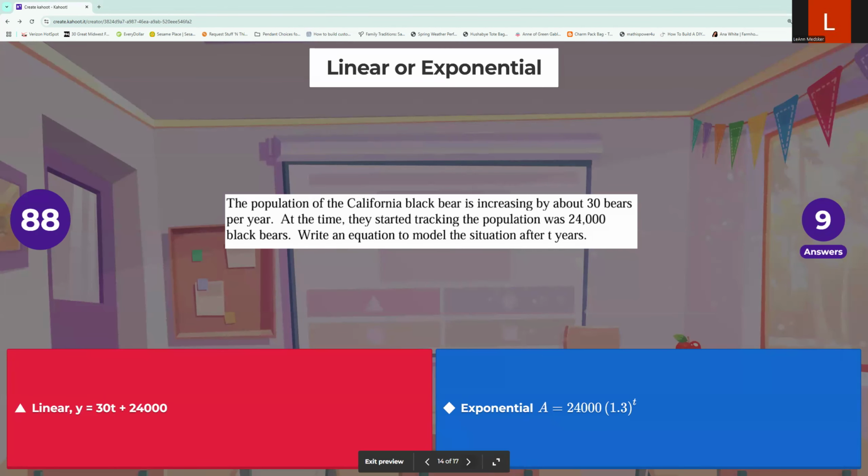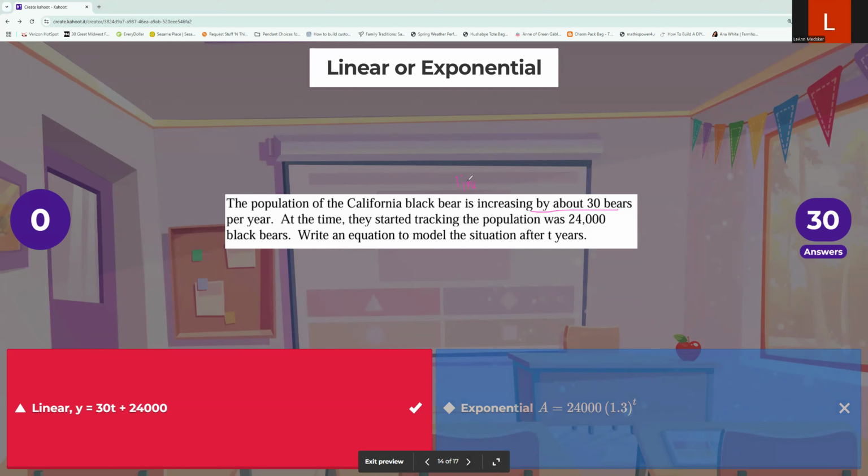Population of California black bears is increasing by about 30 bears per year. At the time they started tracking the population was 24,000 black bears. What is this equation? Never did they say triple, double, or half-life. They never said growth factor or decay factor. And they never said percent increase or decrease. So this cannot be exponential. This is physically every single year we get 30 new bears. That's an exact set amount. So that would be linear.